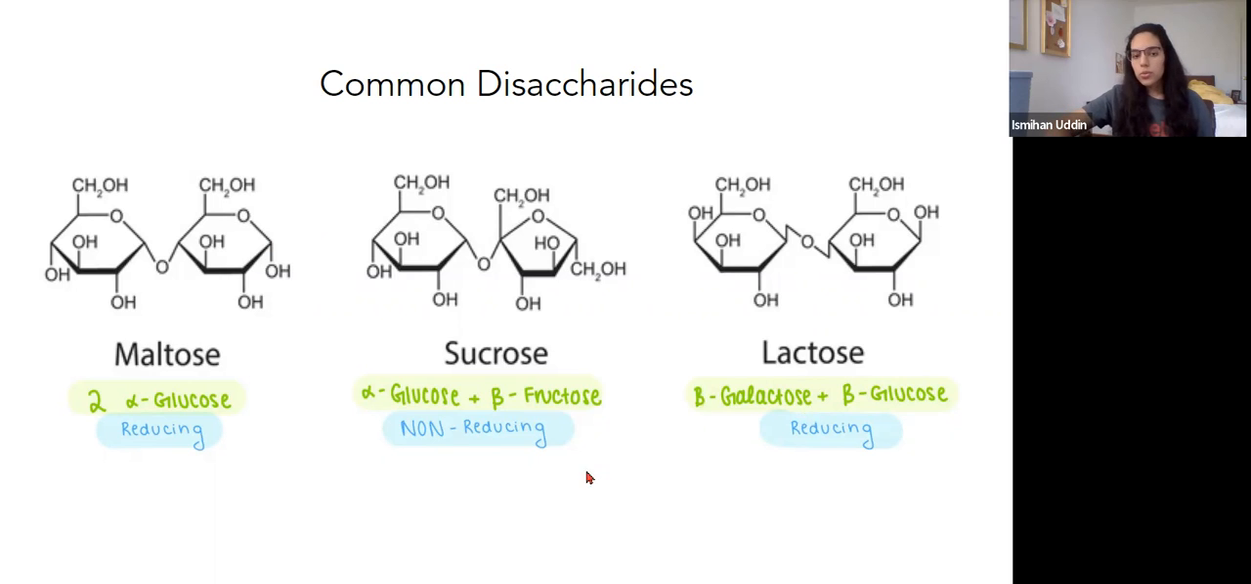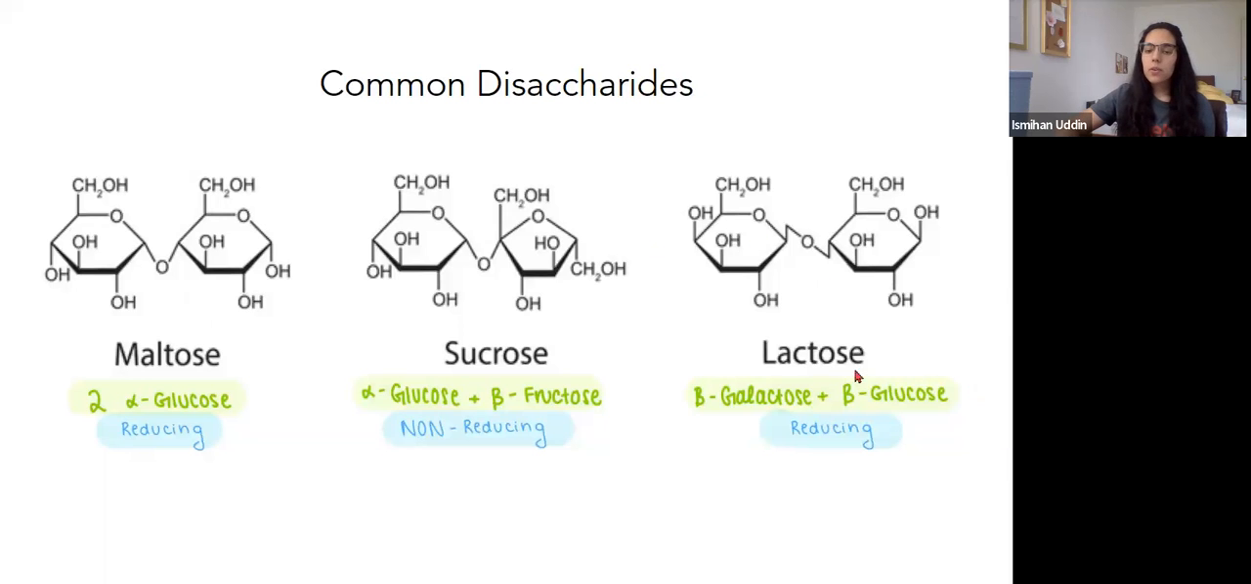Next, we have sucrose. Sucrose is made of glucose, down, up, down, and fructose. Fructose, if you notice here, is non-reducing because this does not have a hydrogen there. And so when you combine glucose and fructose, you make sucrose, which is also non-reducing because one of the monosaccharides involved in this disaccharide is non-reducing as well.